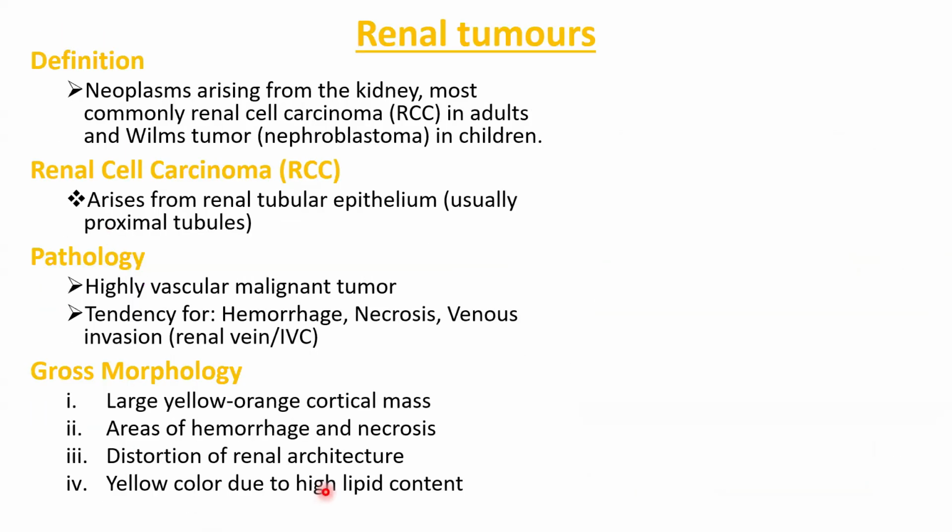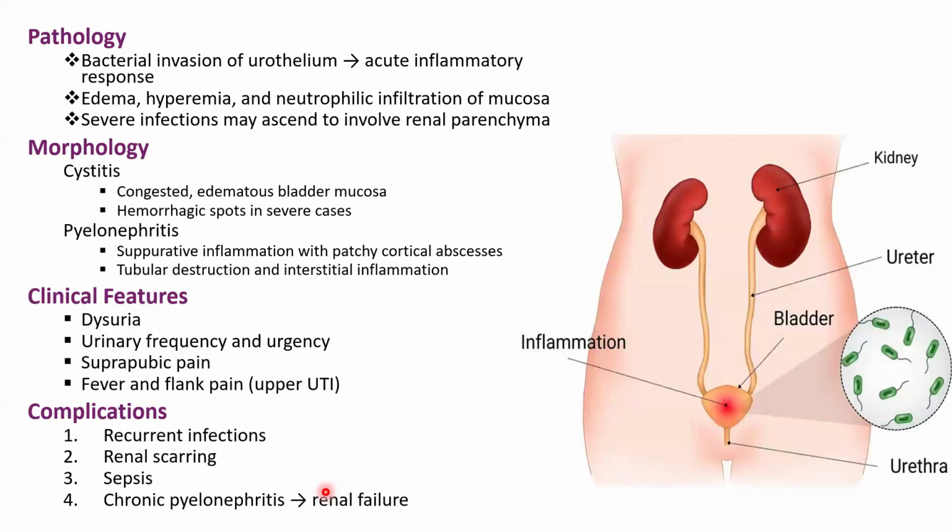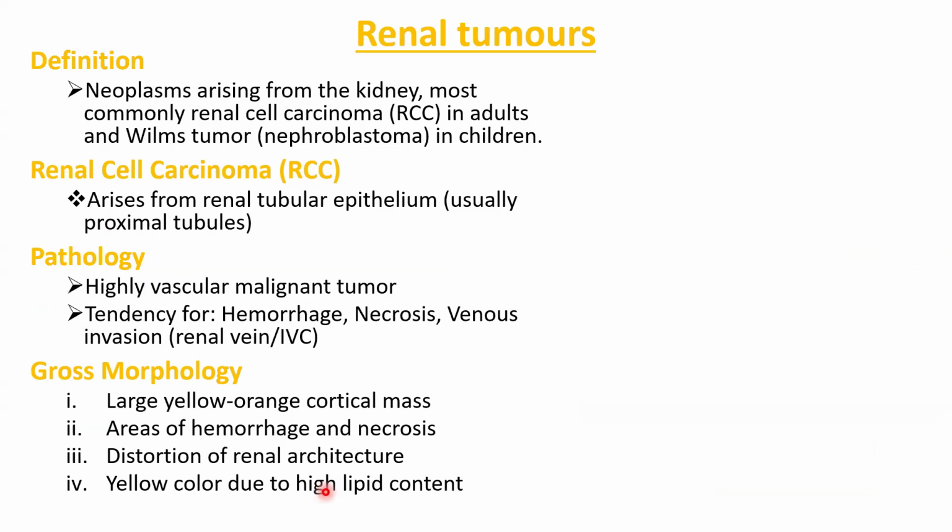Yeah. So you've talked about urinary tract infections. Let us talk about renal tumors now. Renal tumors are actually renal cancers. We have just two of them. Two renal cancers alone. One of them is renal cell carcinoma.